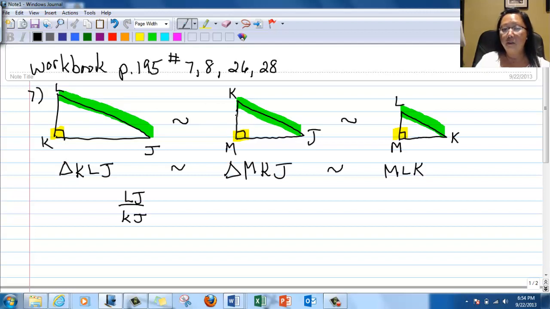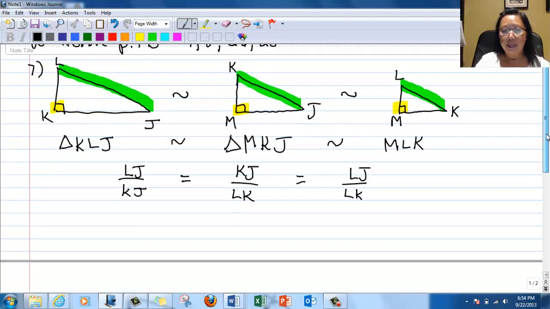If I wanted to do the same scale factor, but to the medium and the small, I would go KJ over LK. This is medium to small. If I want to do between large and small, the hypotenuse would be LJ over LK. So these are just fractions, and they're going to have to be the same, okay? The scale factor would have to be growing the same way.